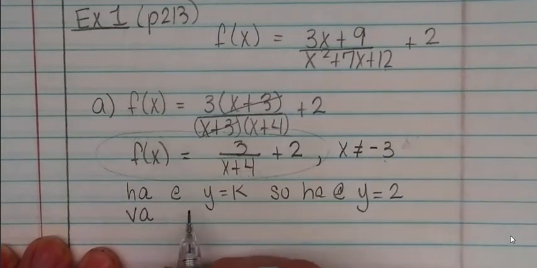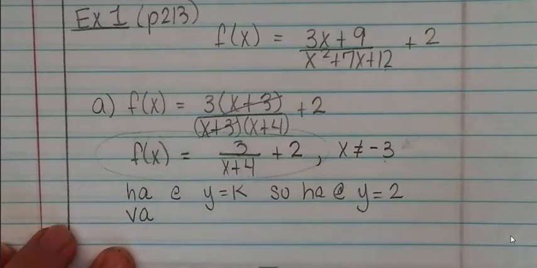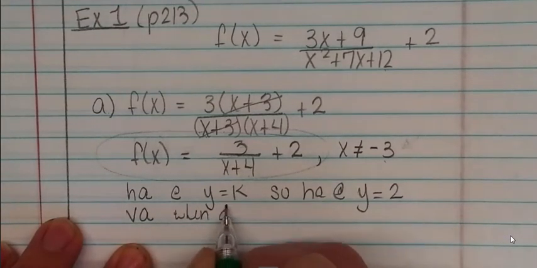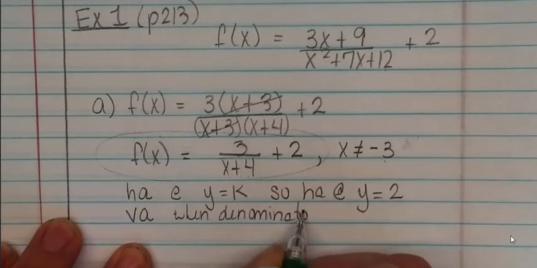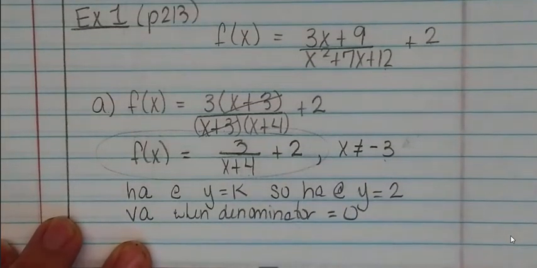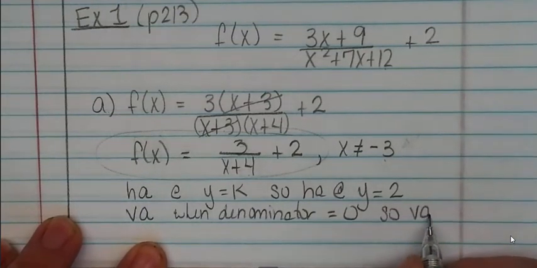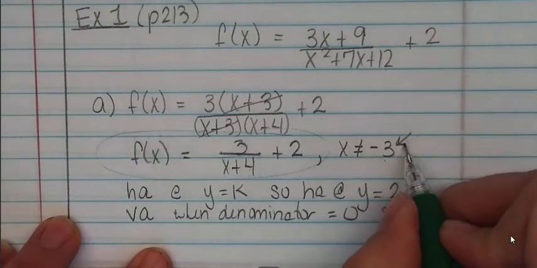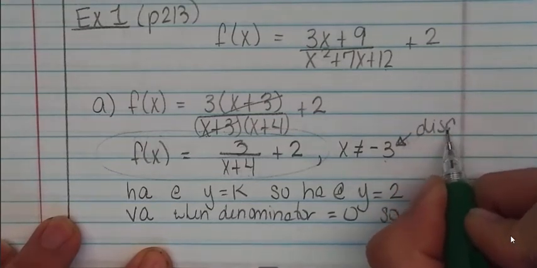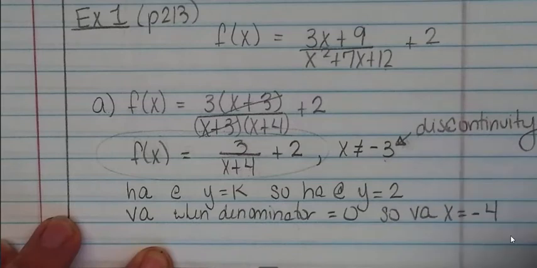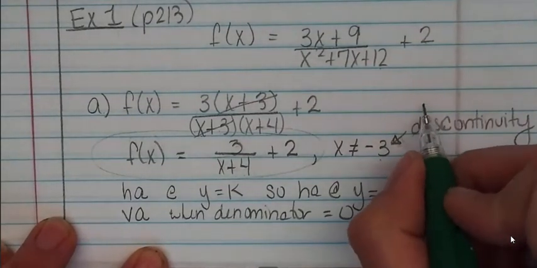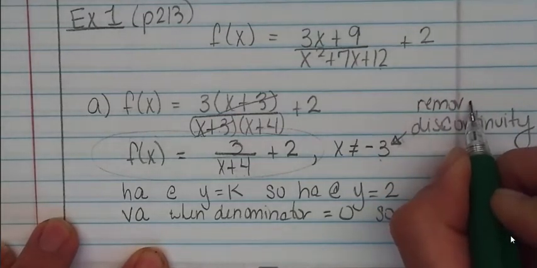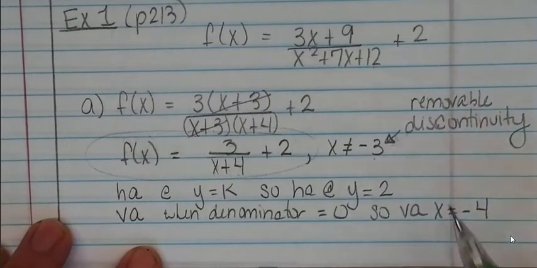And then we're going to have a vertical asymptote, basically wherever the denominator equals 0. So we know that we have a vertical asymptote at x equals negative 4. And then this thing right here, that's a discontinuity, because x can definitely not be negative 3. And it's what we call a removable discontinuity, which means it's basically a hole.